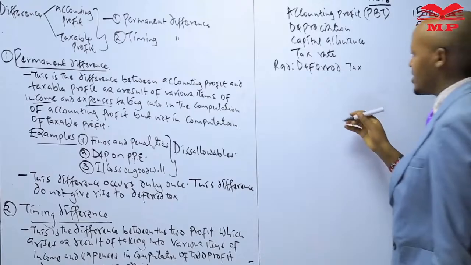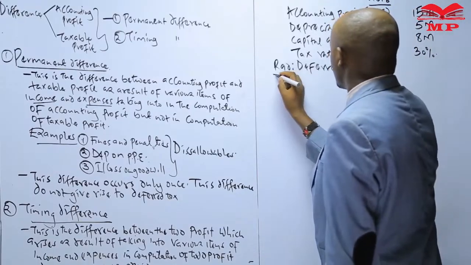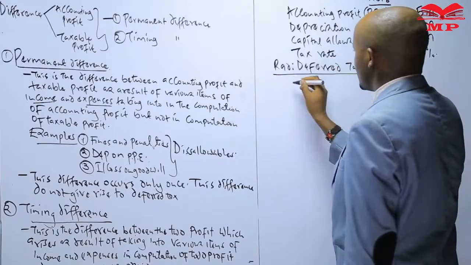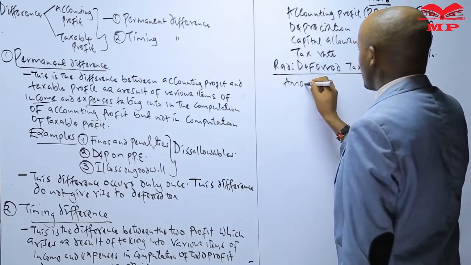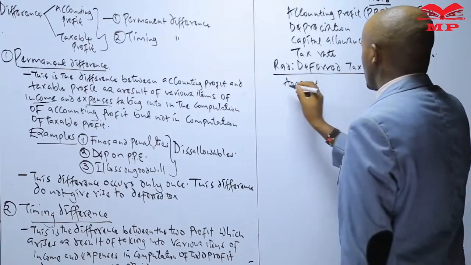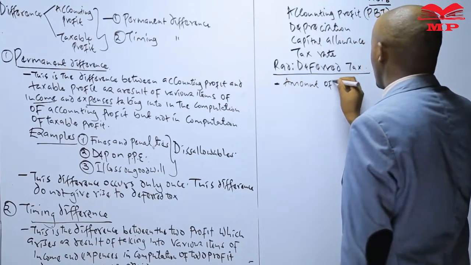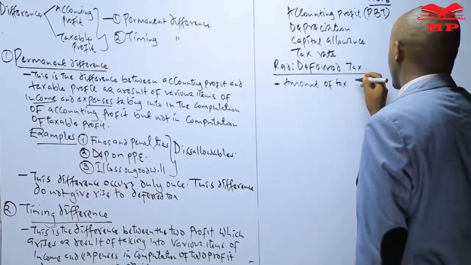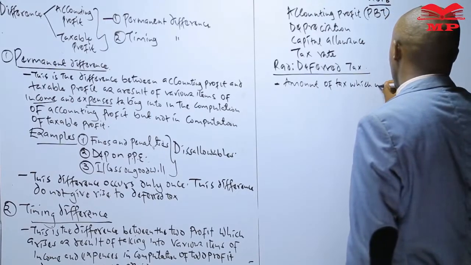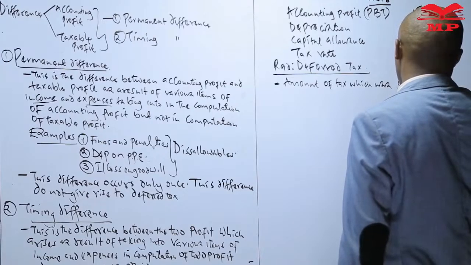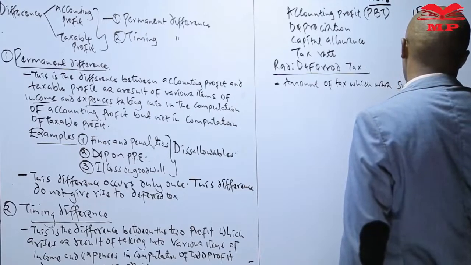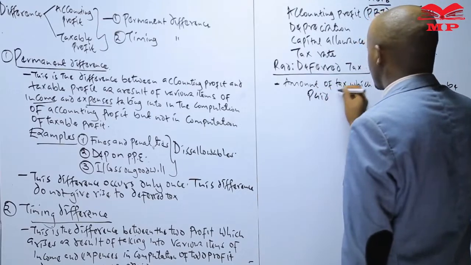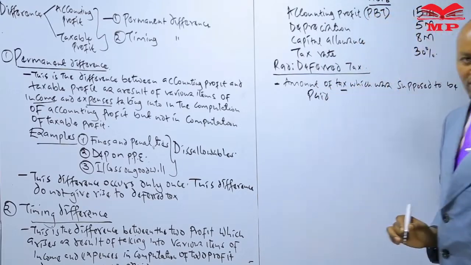But in this particular case, first of all, for us to be able to compute this deferred tax, we say that during this year 2018, this company was supposed to pay all the amount of tax which was supposed to be paid. This tax will be based on the profit. Will be based on what?